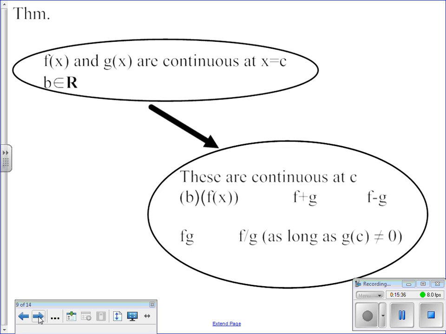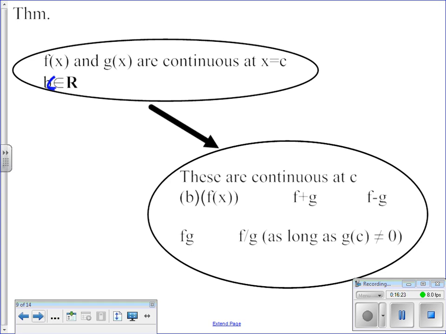If f of x and g of x are continuous at C for every point in the real numbers, so that should be C is an element of the real numbers, not B. So if I have a function f that is continuous everywhere, and a function g that is continuous everywhere, then, oh no, sorry, that is supposed to be B. And B is an element of the real numbers.